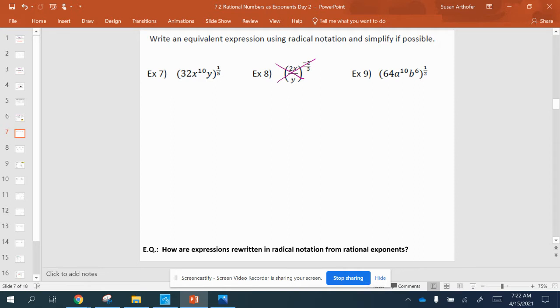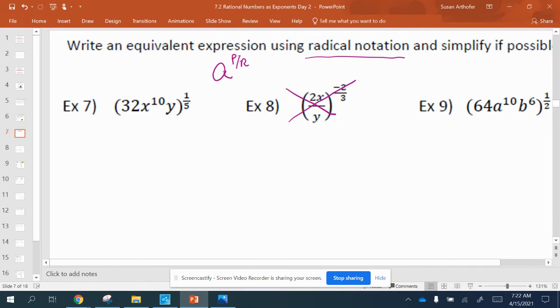So the directions say write an equivalent expression, write it in radical notation. Remember, that means that it's going to be power over root, right? Power over root. So let me make this a little bit bigger. There we go. So 1 is going to be the power, and 5 is going to be the root. So we're going to draw our symbol. Fifth root, and then for the first power, we're going to put a 1 here.